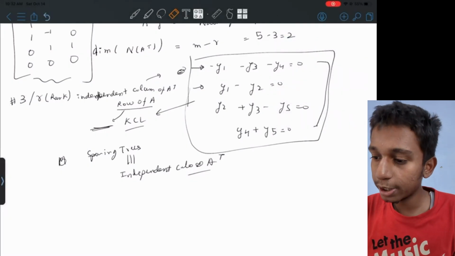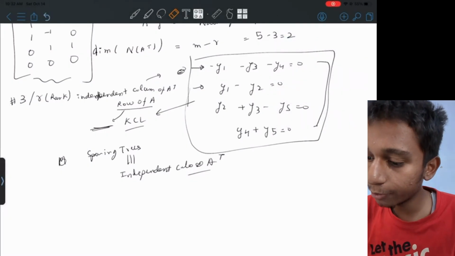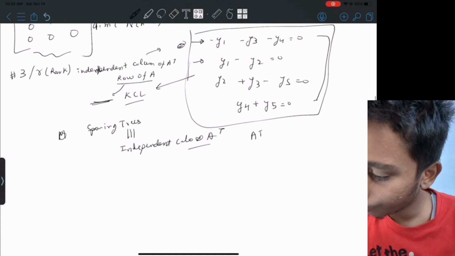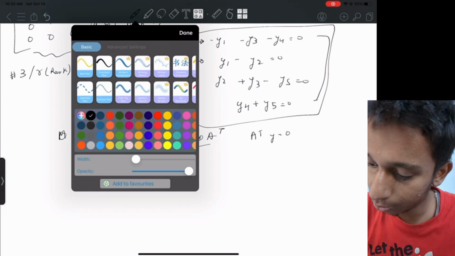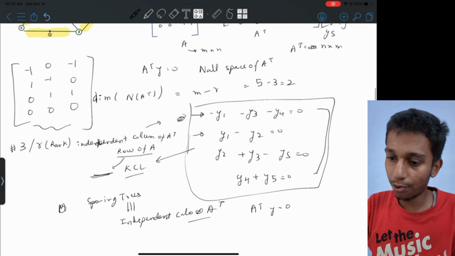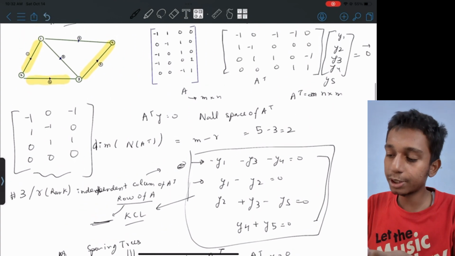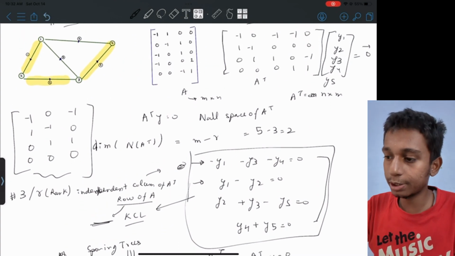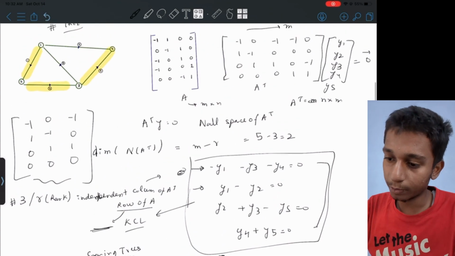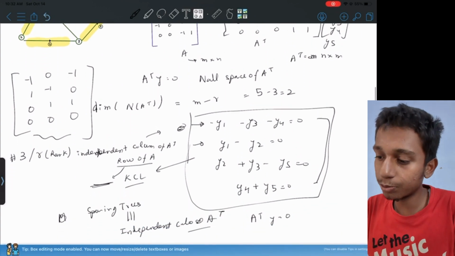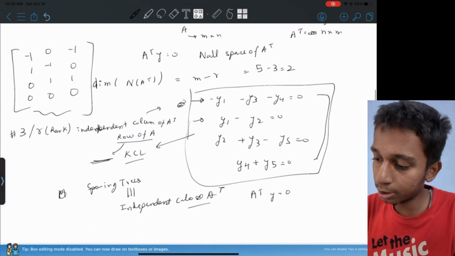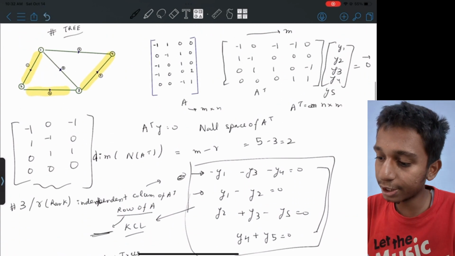So now let's get back to the original problem that we were solving, which is to find the solution for A transpose y is equals to 0. First of all, since we have seen that the variables y represents the various currents that are flowing through the variables, and A transpose y means that the sum of all the currents entering at a specific node.